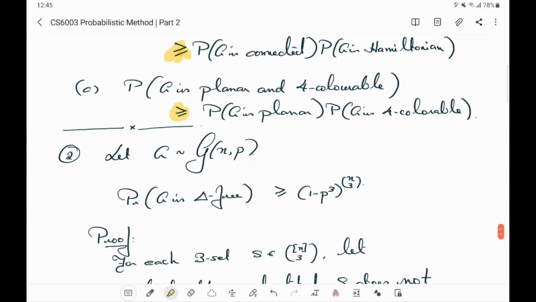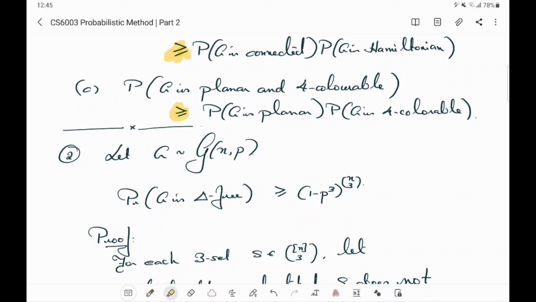Now another application, I don't know how useful it is, but just to see that we were only talking about 2 events, but we can actually talk about 3 events or many such events. So think about your graph G being sampled according to the distribution G(n,p), and we are analyzing the probability that G is triangle free. Now it looks like there is only one event, so where are our 2 events? Being triangle free is actually a down set, right? If a graph is triangle free, any subgraph of it is also triangle free, so it's down closed, but you only have one event.